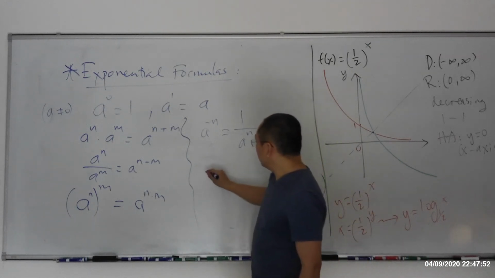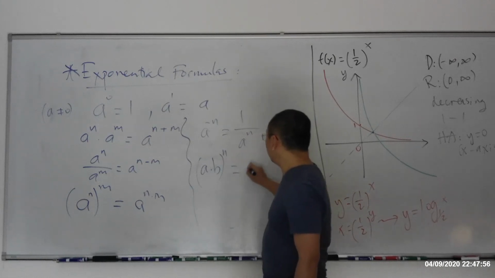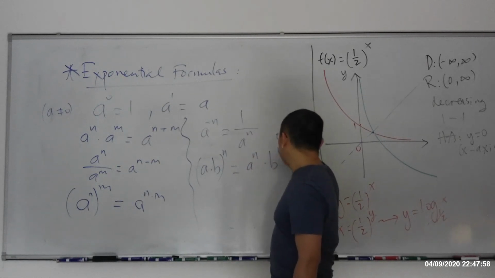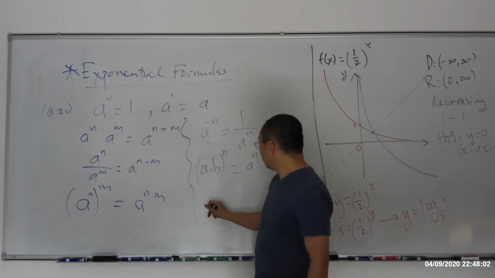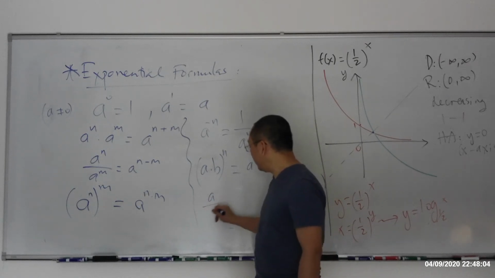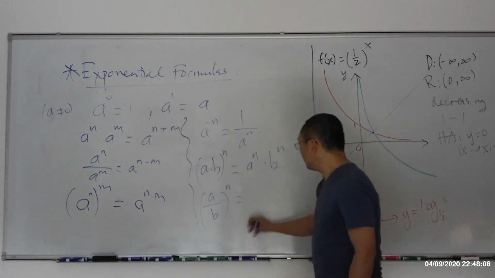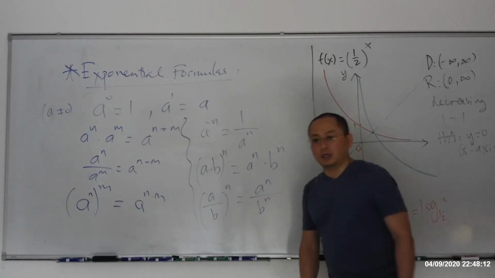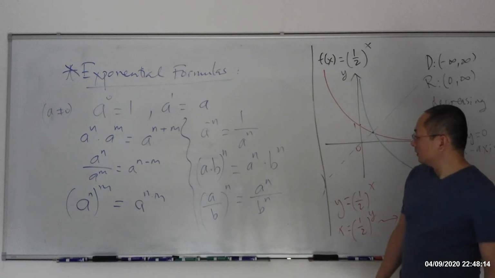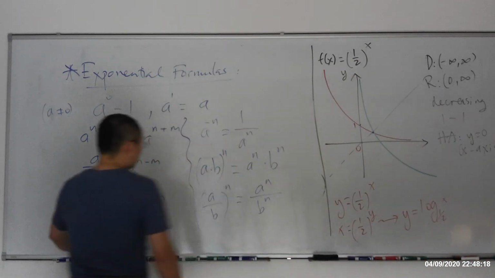How about this? A times b, everything to the n is a to the n times b to the n. Okay. How about multiplying and how about dividing? A over b to the n will be a to the n over b to the n. Okay. Is there any more?